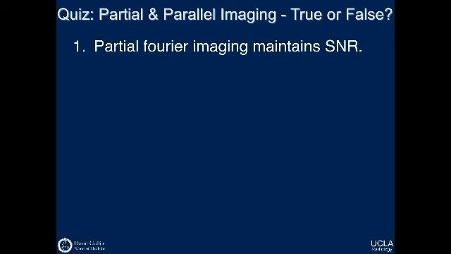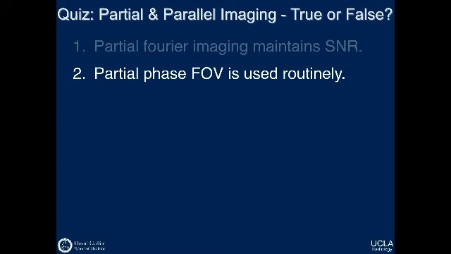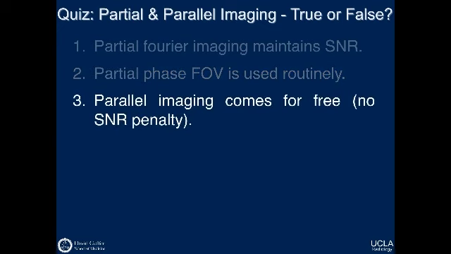Okay, quick true false. Partial Fourier imaging maintains signal to noise. False, right? Partial Fourier means we're only getting maybe 3/4 of the lines, and anytime we scan faster, we're going to be noisier. Partial phase field of view is used routinely. This is where we have a rectangular field of view. Do we use that a lot? All the time, right?